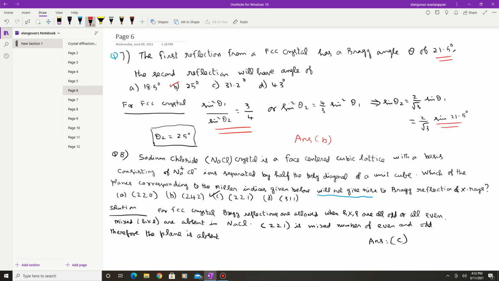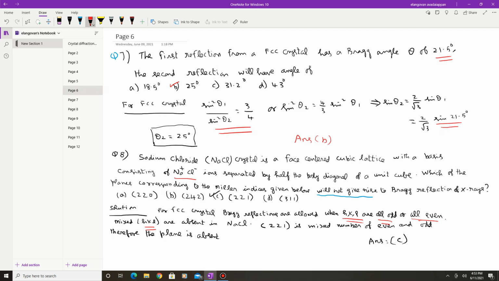Sodium chloride is a crystal which is FCC with a basis consisting of Na plus and Cl minus ions separated by half the body diagonal of a unit cube. Which of the planes corresponding to the Miller indices given below will not give rise to Bragg reflection of X-rays? Reflections are allowed when h, k, l are all even or all odd. For FCC this is important. Mixed numbers h, k, l are absent. Mixed means some even, some odd. So among the 3, if one alone is odd or one alone is even, then this is a mixed number and this is not allowed.